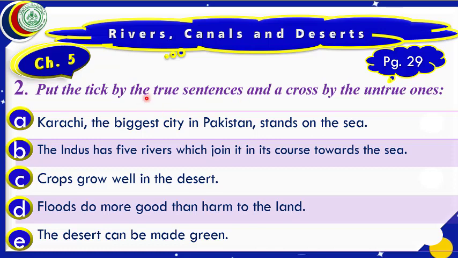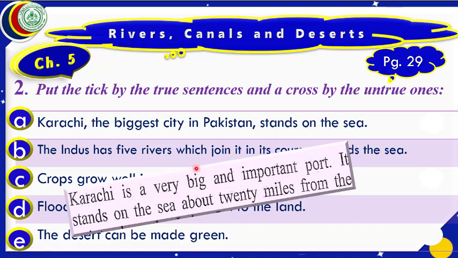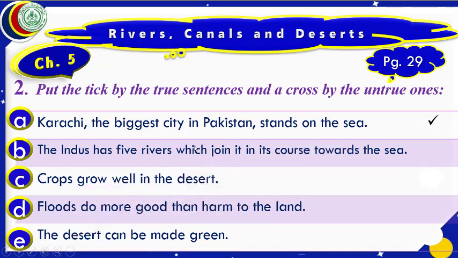In the instructions, it is written, put the tick by the true sentences and a cross by the untrue ones. Karachi, the biggest city in Pakistan, stands on the sea. Does it stand on the sea? Yes, it is written in the lesson also. Karachi is a very big and important port. It stands on the sea. Therefore, we shall put a tick at the end of this part.